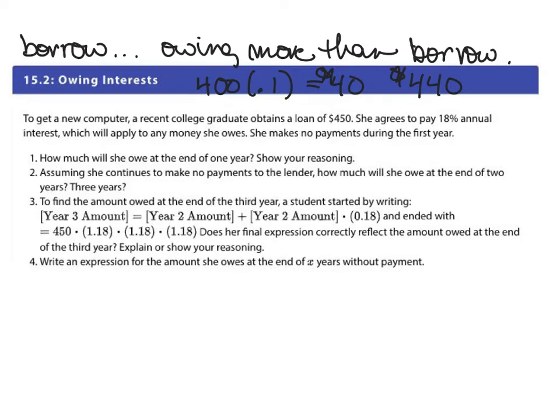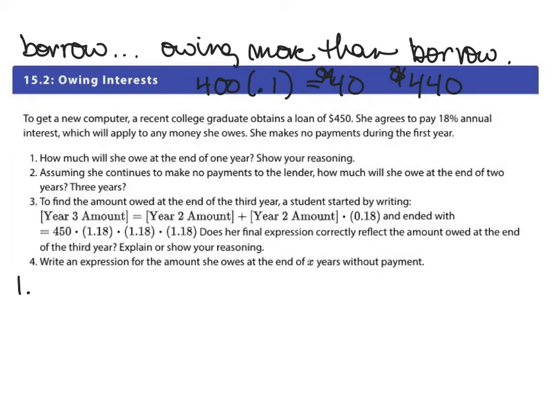So let's look at this example. To get a new computer, a recent college graduate obtains a loan for $450. She agrees to pay 18% annual interest, which will apply to any money she owes. She makes no payments during the first year. So number one, how much will she owe at the end of 1 year? Show your reasoning.